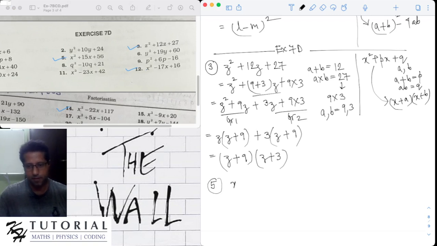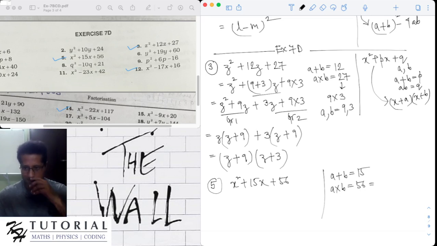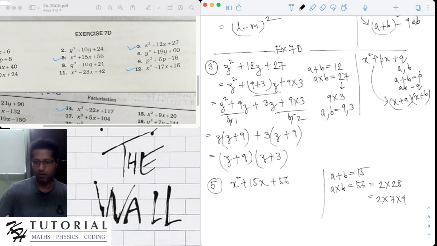So it is x square plus 15x plus 56. I have to search for A and B such that A plus B will be equal to 15 and A multiplied by B will be equal to 56. Now 56, if I do the factorization, is 2 multiplied by 28. Now 2 and 28 will not help because 2 plus 28 is 30. I have to further factorize 28, let's say 7 into 4. I have to form two numbers. I have to find A and B.